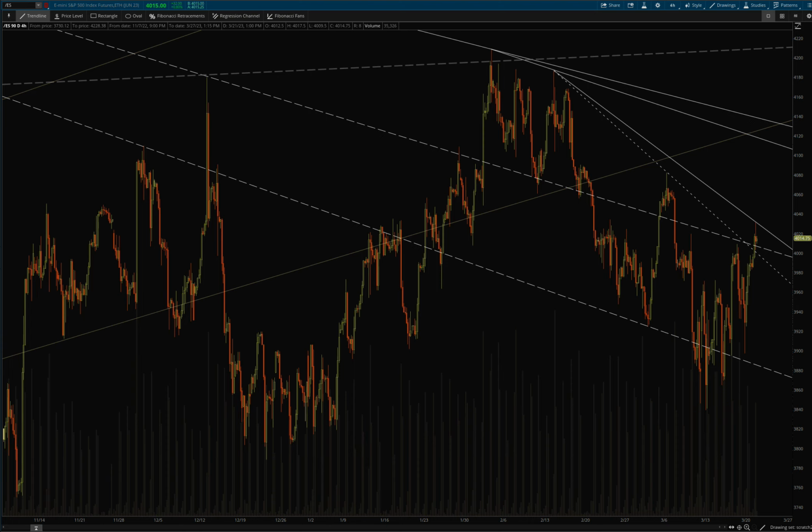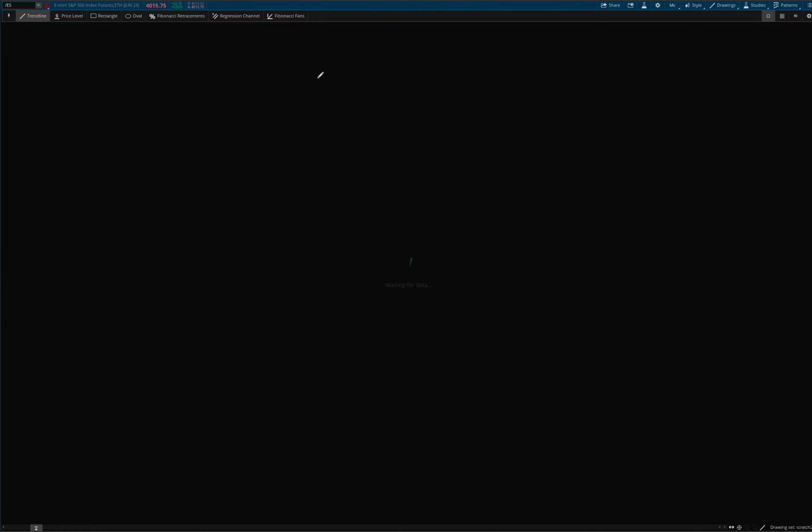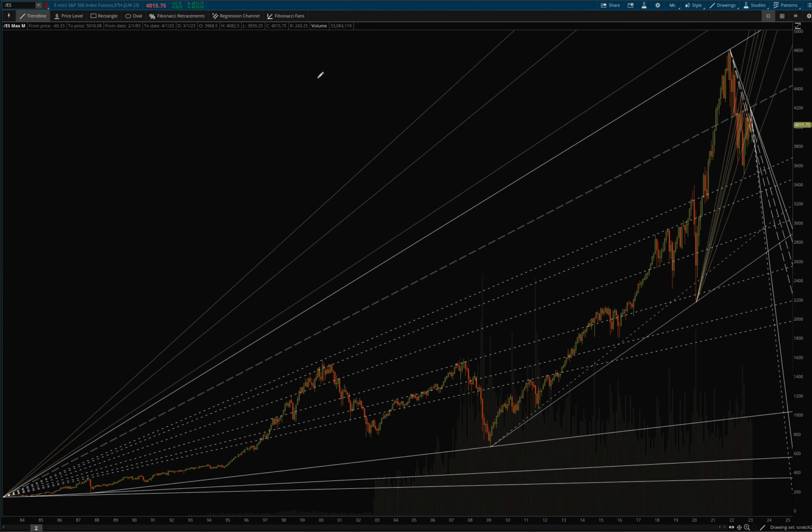And actually, we're not even going to do a week. Let's do a max size of a month, so that we can see the entire S&P 500 chart since 1985, which is as far back as TOS goes. So what we're loading now is a monthly chart. So you're seeing month by month. Each one of these bars is a month.